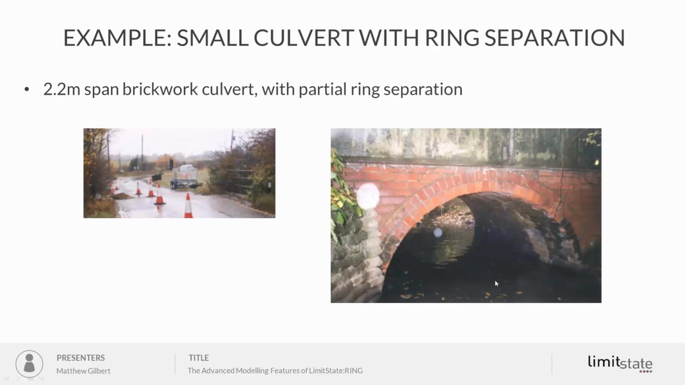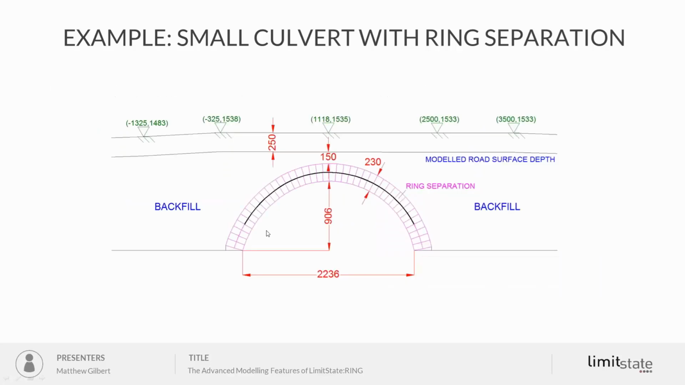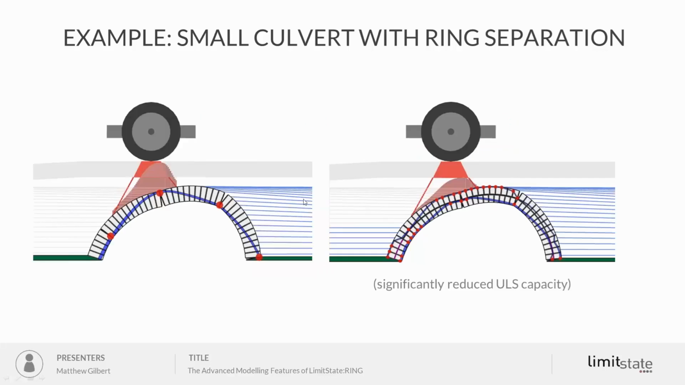Quickly look at a field example. This is actually a small brickwork culvert, partial ring separation. So there was basically ring separation through most of the span, but there was good bonding between the different rings near the abutments. And this shows the outcome. So we're able to model both the behaviour and also the impact on load carrying capacity.